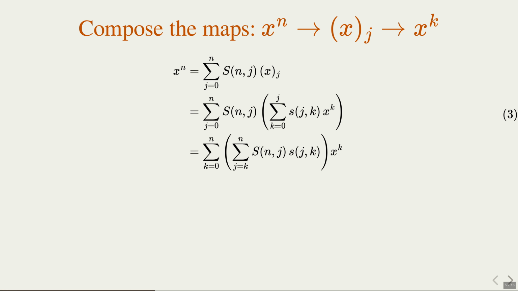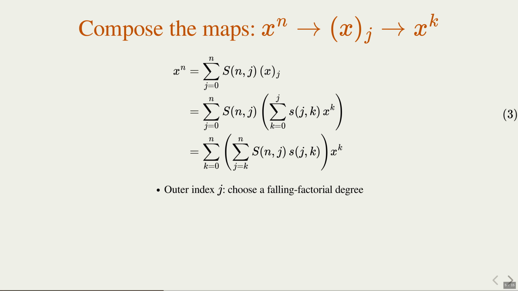Now we do the key move. Substitute the second identity into the first, and watch what must happen to the coefficients of each power of x. This is the round trip written out. Start with x to the n, expand into falling factorials. Then expand each falling factorial back into powers, and finally collect like terms of x to the k.